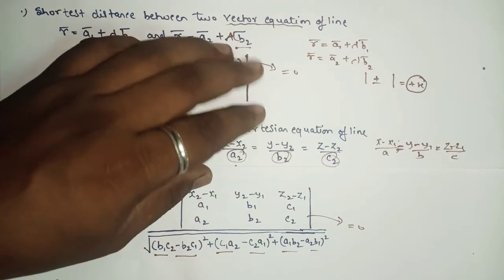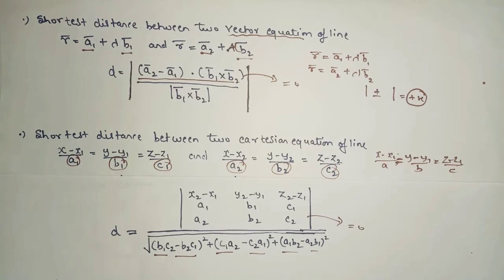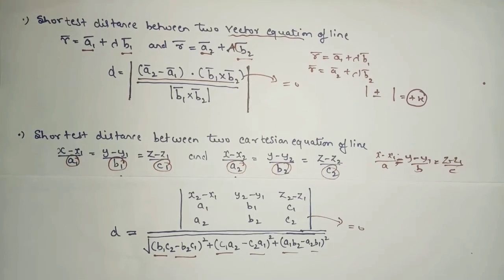I hope you all understood how to find the shortest distance between the two vector equations. Today we'll see one sum based on how to find the shortest distance between the two Cartesian equations.